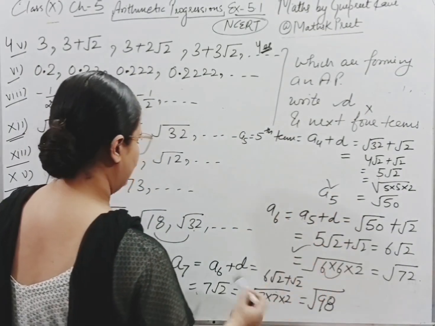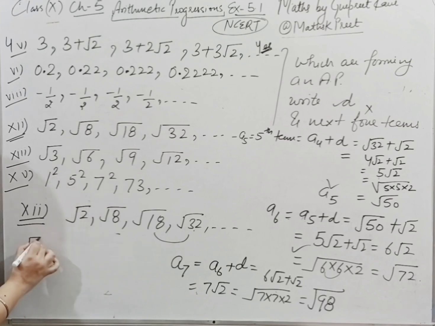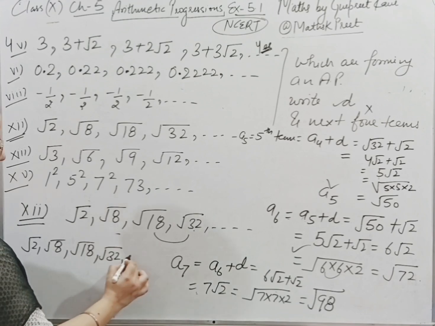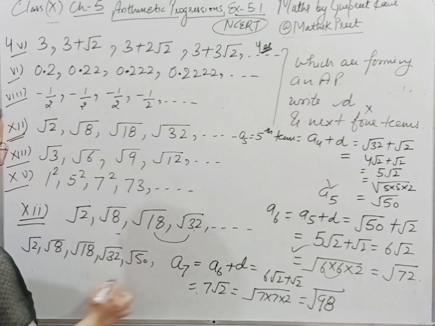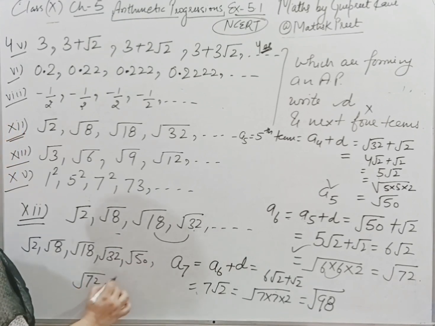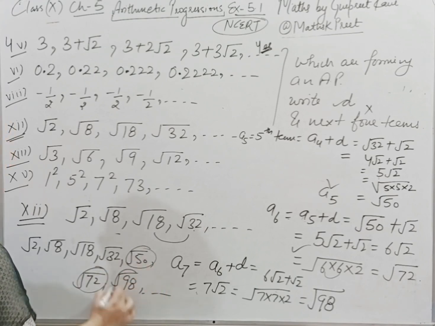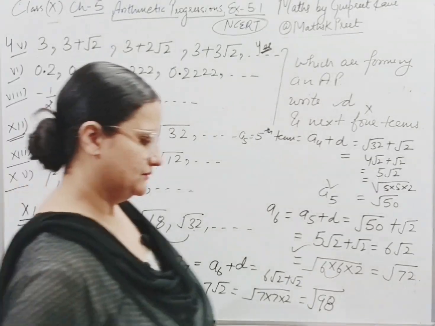In the end you will write it like root 2, root 8, root 18, root 32, root 50, comma, I am writing here root 72, root 98. So these terms are your answer and the value for D is also your answer. D was root 2.